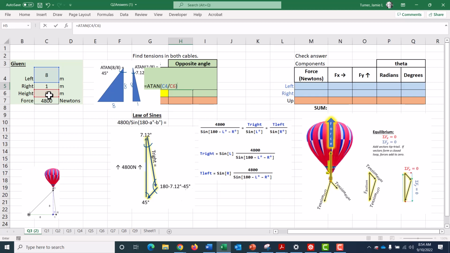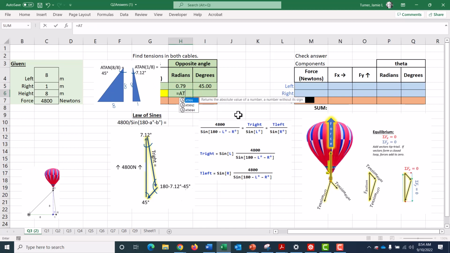So there's the angle to the left. Now this does it in radians, so to get that in degrees, I can multiply by 180 over pi, or I can say, please change that cell into degrees. I'm just arrowing over, or I can type in the name of the cell, H5 there. Okay, so there's about 45 degrees on the left-hand side.